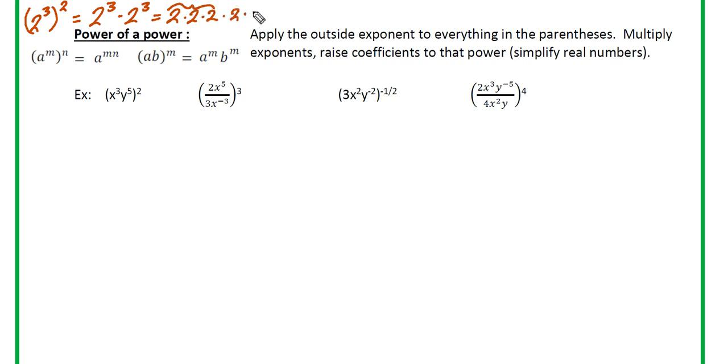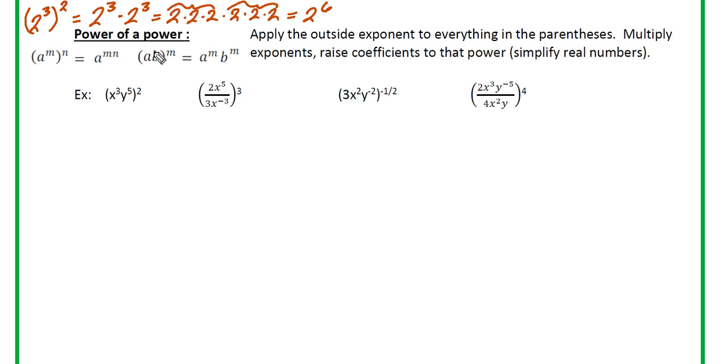And then the other 2 to the third is also 2 times 2 times 2. If we count up how many times we're multiplying by 2, that's 6 times. So we can see the operation between these exponents that we're doing here is multiplying. All right, so when we have a power to a power, we're going to keep the base the same and multiply those exponents.